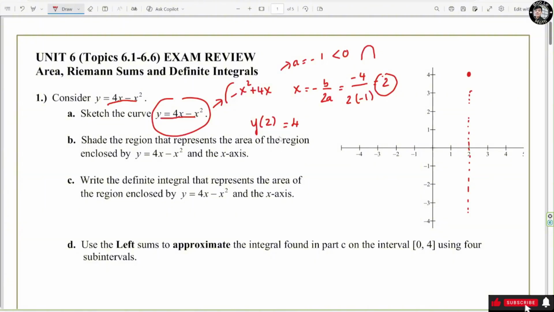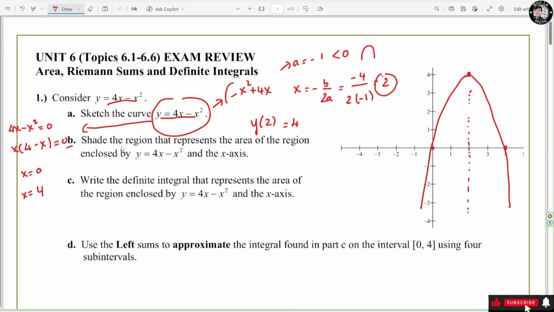Now we need to find the zeros. So we're going to let y equal 0 to solve for x. So we have 4x minus x squared equals 0. Factor x out, so it could be x times 4 minus x equals 0. So x equals 0 and x equals 4. So it could be right here and right here. Now we just connect these points and it's going to be a parabola.